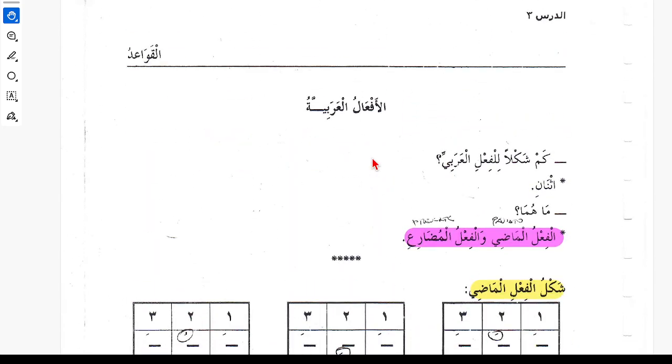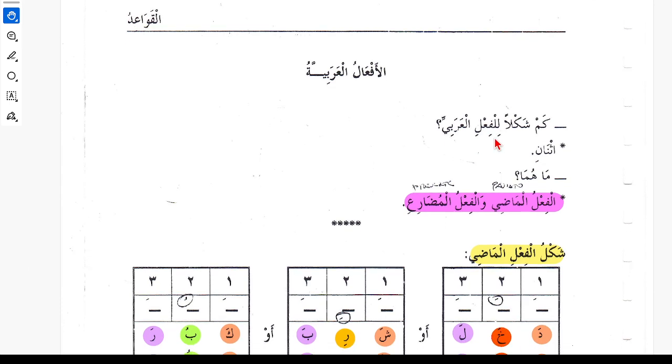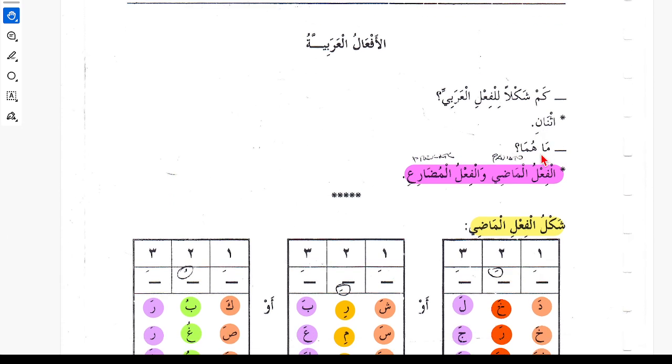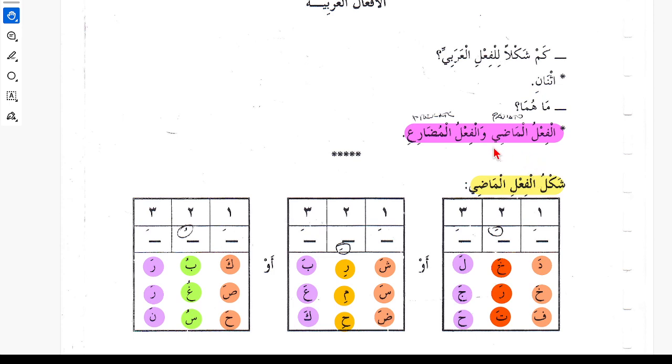So, starting from here, Al-Afalul Arabiyatu, the Arabic verbs. The question is, Kam shaklan lil failil Arabi? How many forms of the Arabic verbs? The answer is Asnani, 2. Mahuma, what are they? Al-failul Madi wal failul Mudare. So, there are two types of verbs in Arabic, Madi and Mudare.